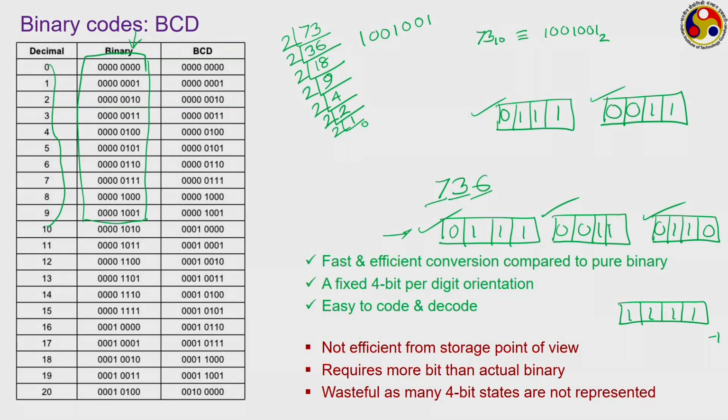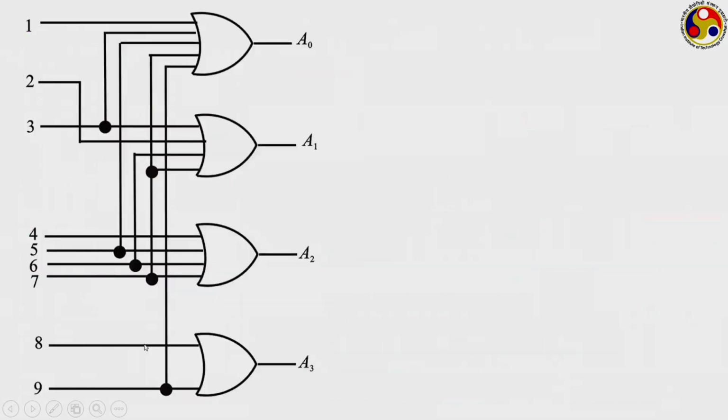And it is wasteful, as many of the 4 bit states are not represented, as I have mentioned, 10 to 15. This entire block of 6 decimal numbers, which could have been represented in a 4 bit register, is not possible. Just check the BCD column. Up to this point we are using only one register, but from this point onwards we have to use 2 registers. So, that way BCD may not be very efficient from the storage point of view, but it is quite easy to code and decode, and it has a fast conversion because we are dealing with each digit separately.